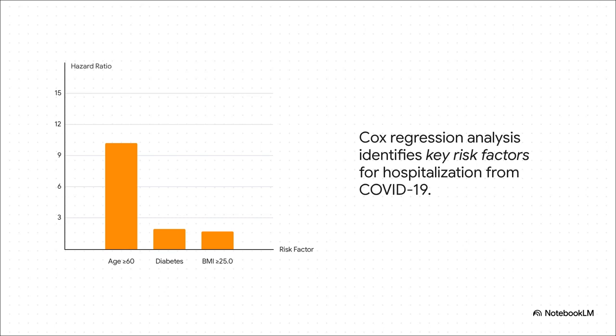And jumping to a more recent crisis, these same kinds of models were absolutely vital during the COVID-19 pandemic. A Cox regression analysis of patients in Tokyo identified the key things that put people at higher risk for hospitalization. Just look at that first bar. Patients age 60 and over had a hazard ratio of over 10. That means their risk was more than 10 times higher. That's the kind of clear, quantifiable result that directly told doctors which patients needed the closest watch.